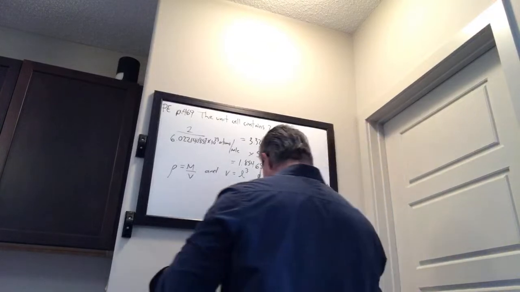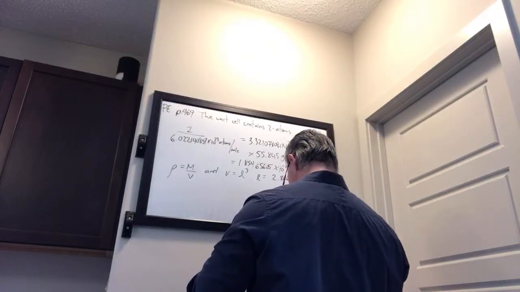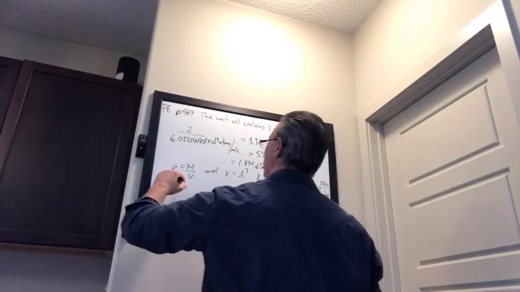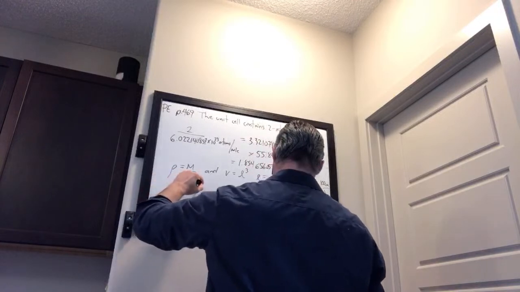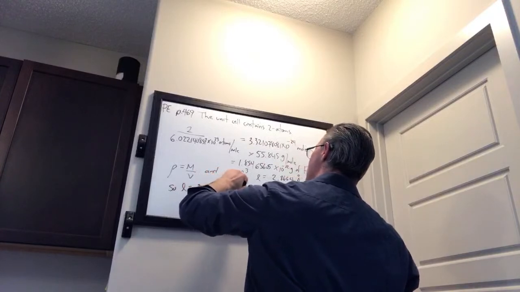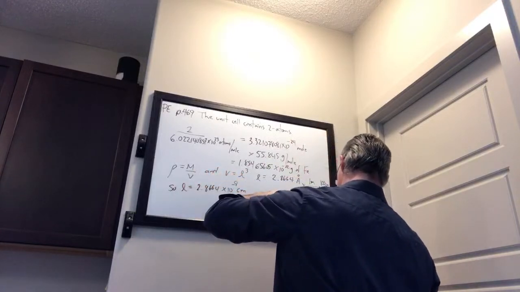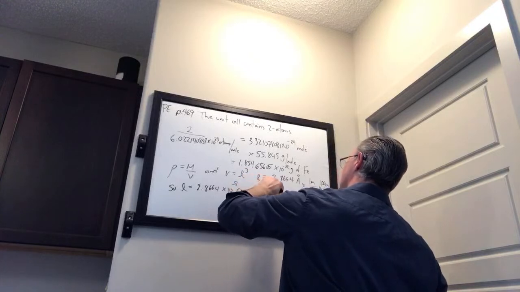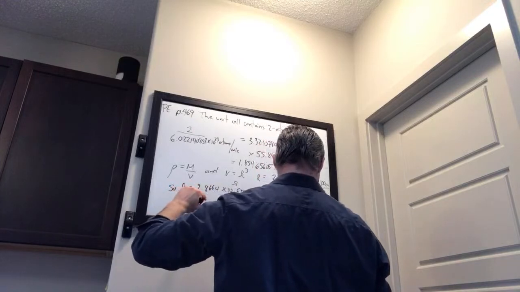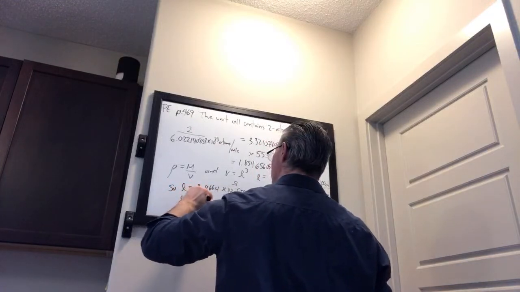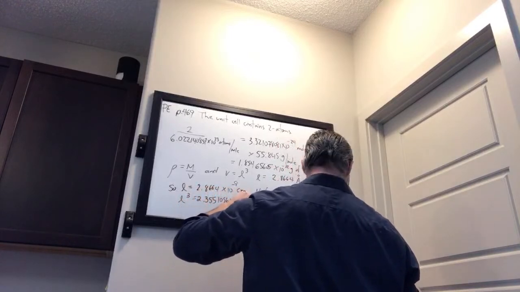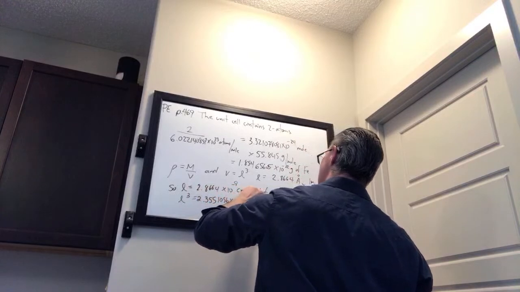So we get that L equals 2.8664 times 10 to the negative 8 centimeters. And the V of the unit cell is going to be L cubed, which equals 2.3551056 times 10 to the power of negative 23 centimeters cubed.